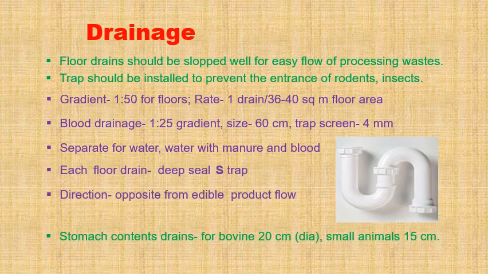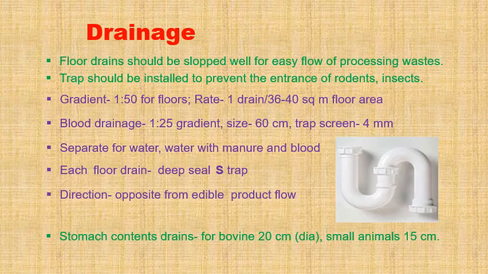Now about drainage. Drainage is very important for removing all the liquid water and wastewater or washing water. So floor drains should be sloped well for easy flow of processing waste. Traps should be installed to prevent the entrance of rodents and insects through these drainage outlets. The gradient should be about 1:50 for the floors, and the rate is about 1 drain in every 36 to 40 square meter floor area.